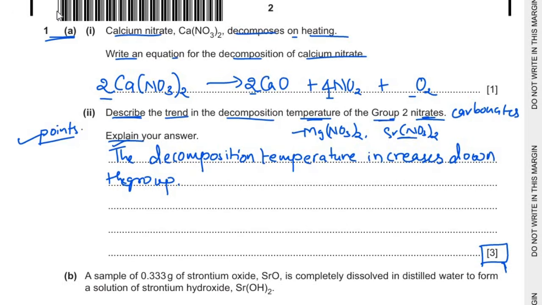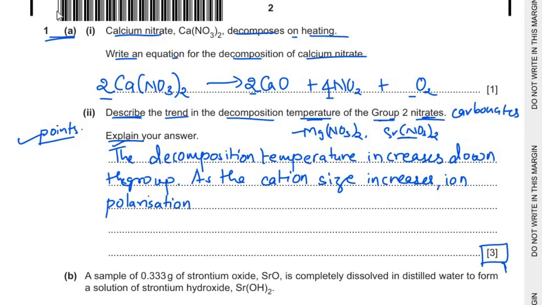Now why that happens is, as the cation size increases, we know down the group the cation size increases. So as cation size increases, the most important point is that the ion polarization decreases. This happens because as size increases, the attractive force between the cation and anion decreases, and hence the anion is not polarized easily.